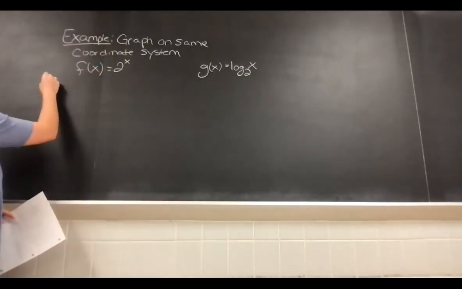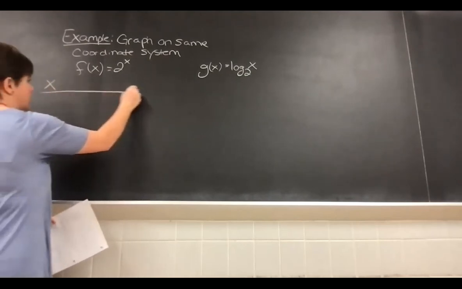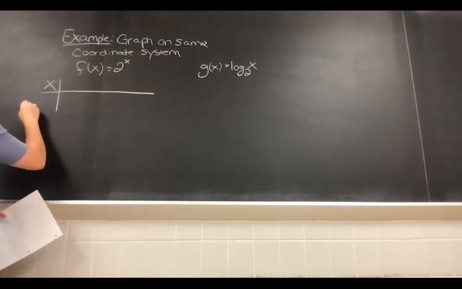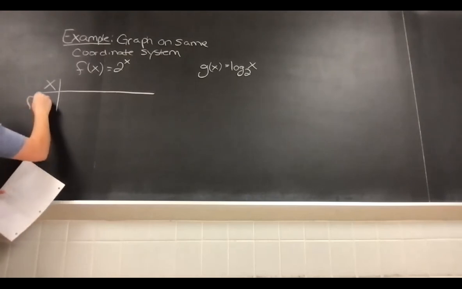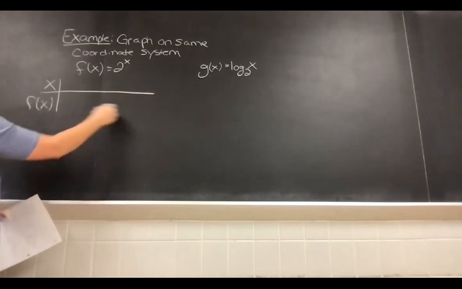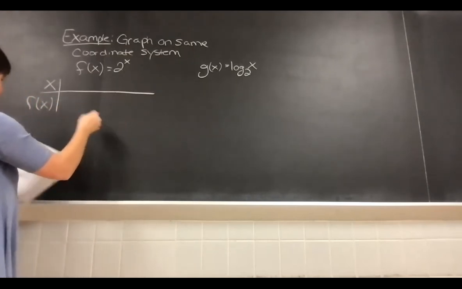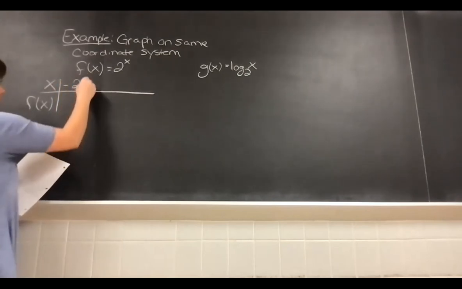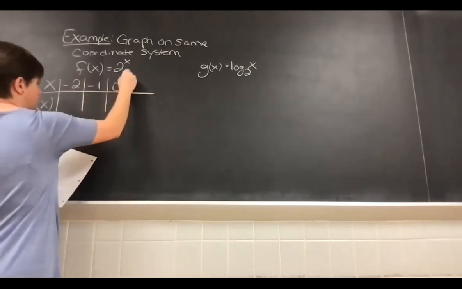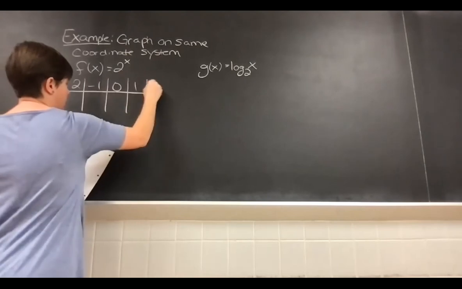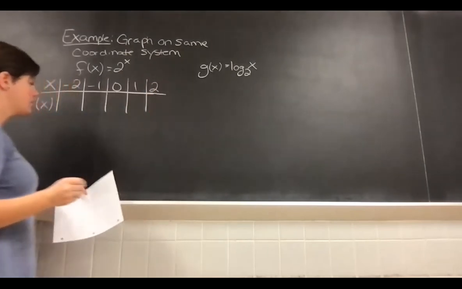So what I mean by that is I'm going to have my x values, and I'm going to have my f of x values, so my y values across the bottom. Remember, I usually choose -2, -1, 0, 1, and 2 as my x values.